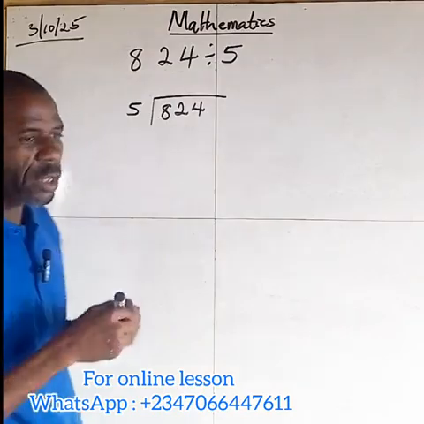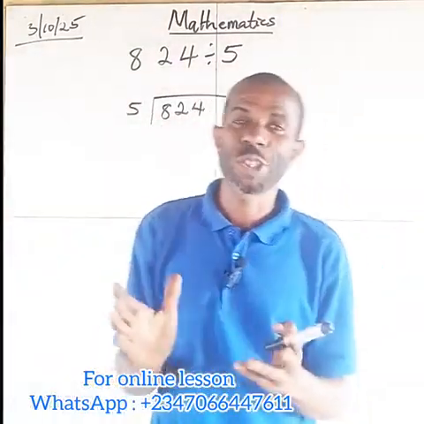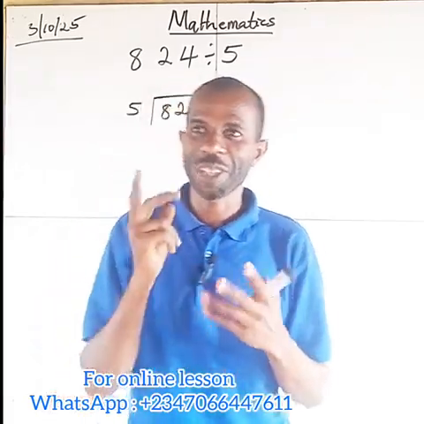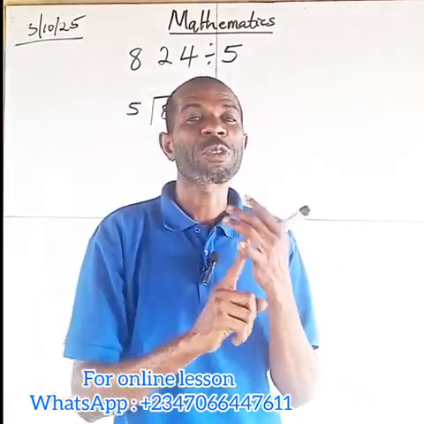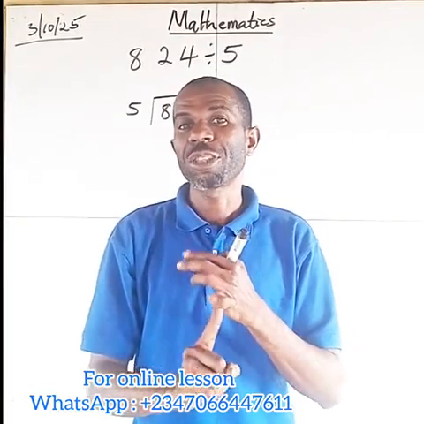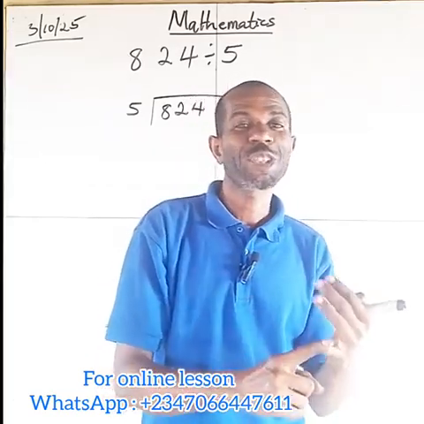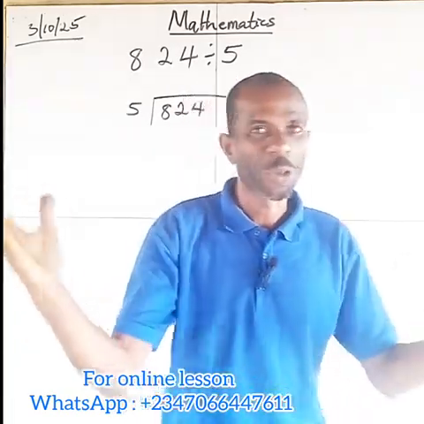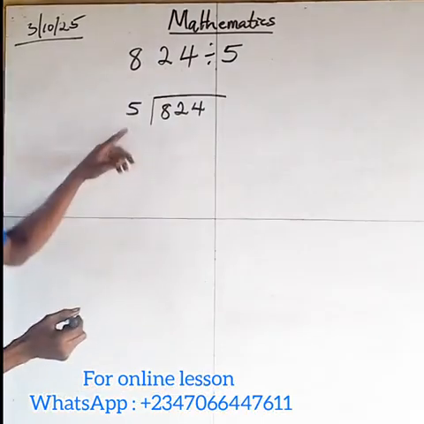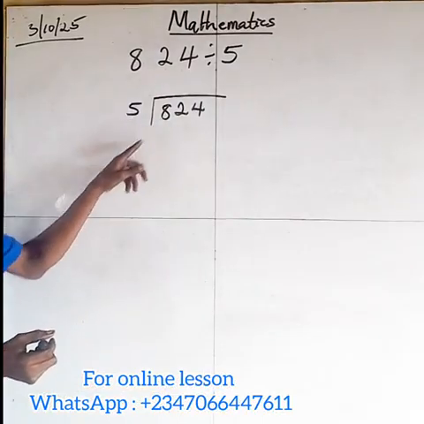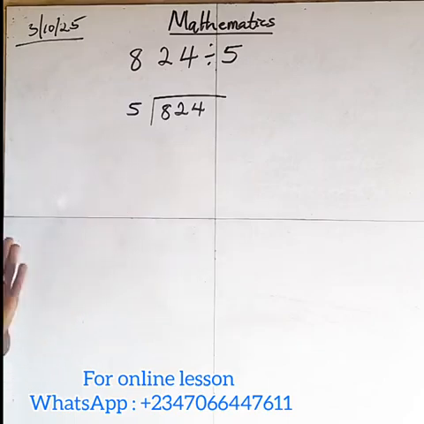Now, in carrying out long division, we are going to operate with three different things. Number one, you first of all divide. We carry out division. After division, the next thing is multiplication. After multiplication, you subtract. Let's go. Now, let's look at this. Use 5. Let us take it digit by digit so that it will become very easy for us.